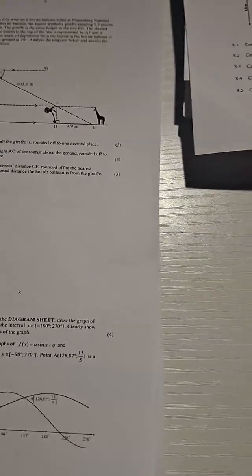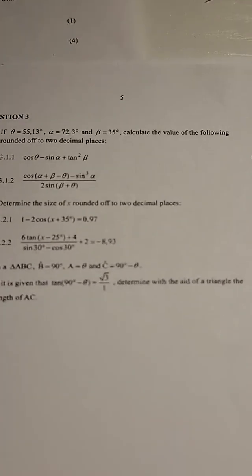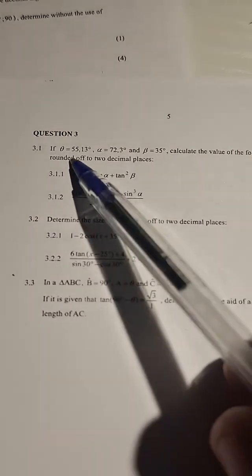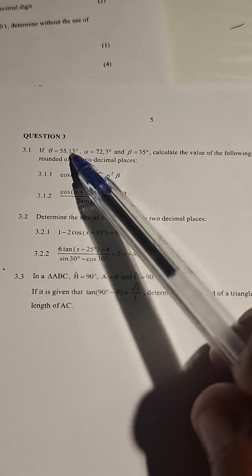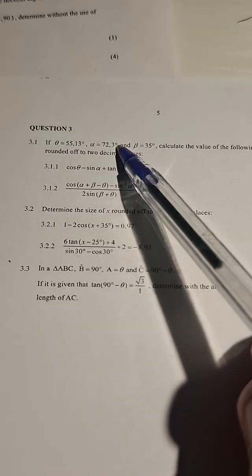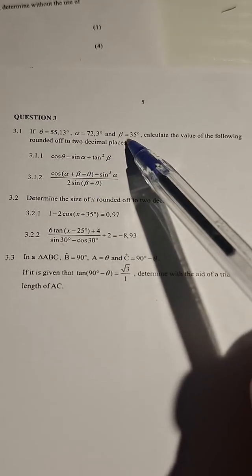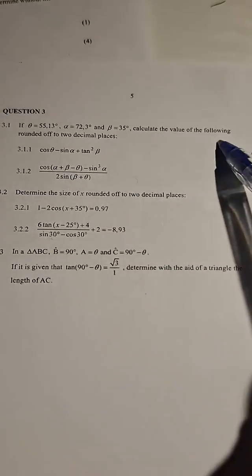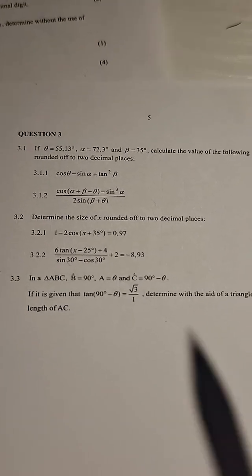I think let's leave this and let's go and attend to some questions that have to do with trig. So let's come here. First question here, exam type. If theta is equal to 55,13 degrees, alpha is equal to 72,3, beta is equal to 35 degrees, calculate the value of the following rounded off to 2 decimal places. Guys, this is checking your calculator skills.